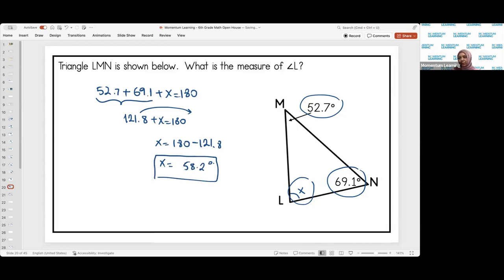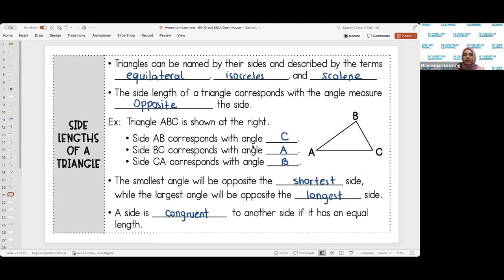Okay, you are really good, guys, and you are doing all the questions correctly. So let's continue with the next one, and I chose another handout since we have time. We can continue with side lengths of a triangle. According to this one, we are going to learn which one is the shortest side, which one is the longest side, and so on. Triangles can be named by their sides and described by the terms equilateral, isosceles, scalene.